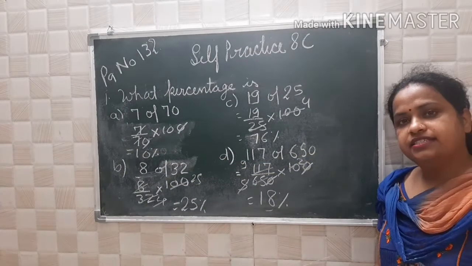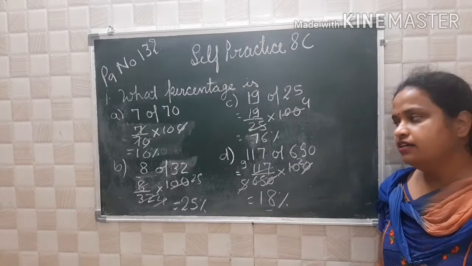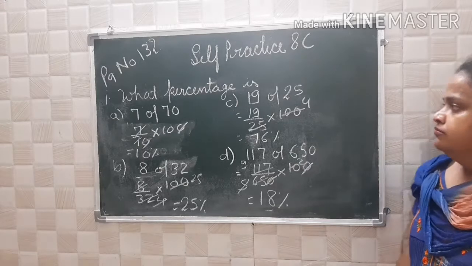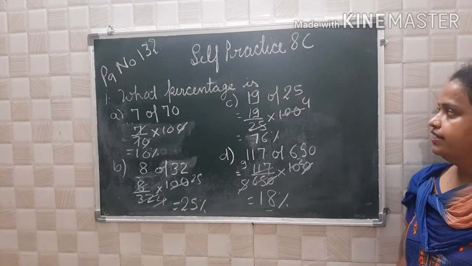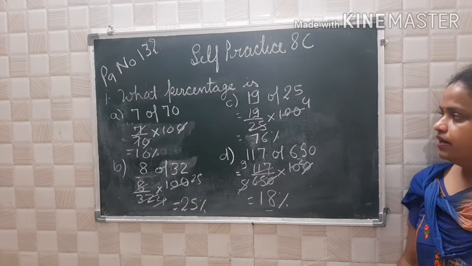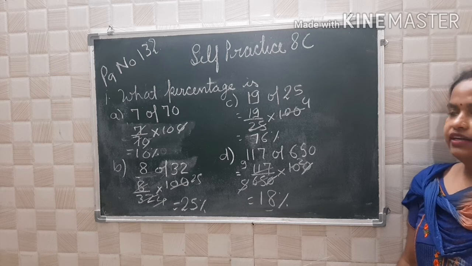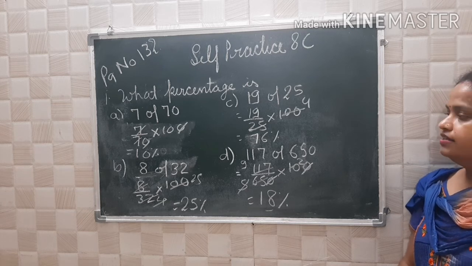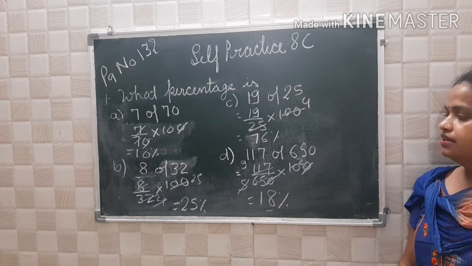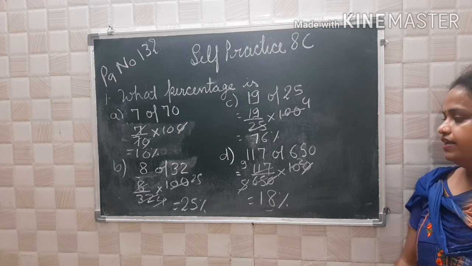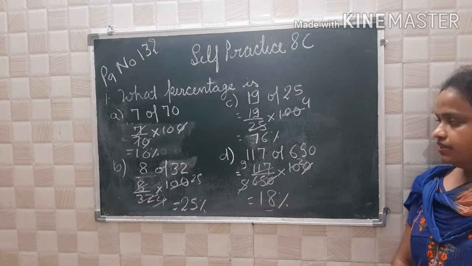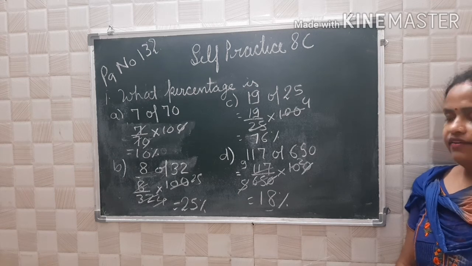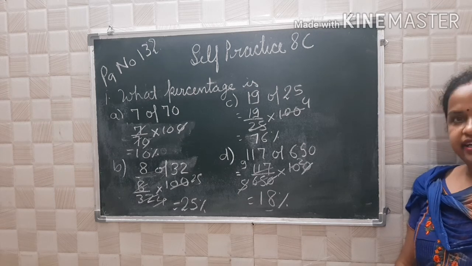8 of 32 means 8 upon 32 into 100. So 8 4s are 32 and 4 25s are 100. Then C part, 19 of 25, and 19 upon 25 into 100. 25 4s are 100, 19 4s are 76%. D part, 117 of 650 means 117 upon 650 into 100. 0 cancels out. 13 5s are 65 and 13 9s are 117 and 5 2s are 10. So 9 2s are 18%.